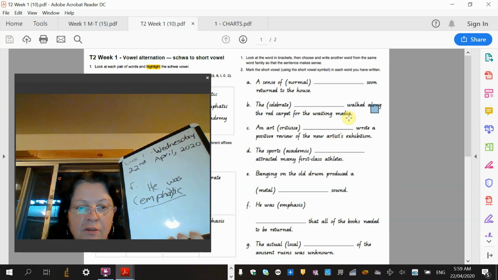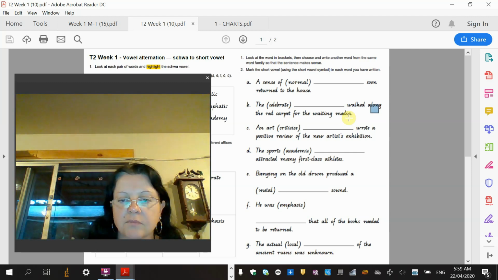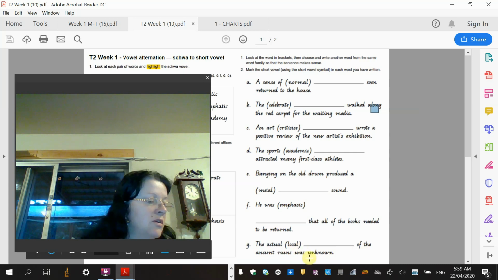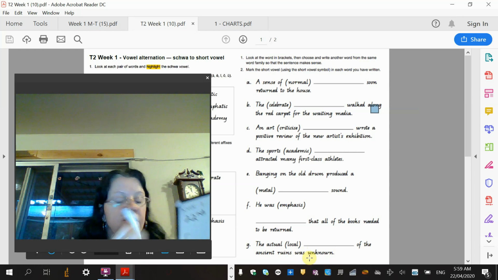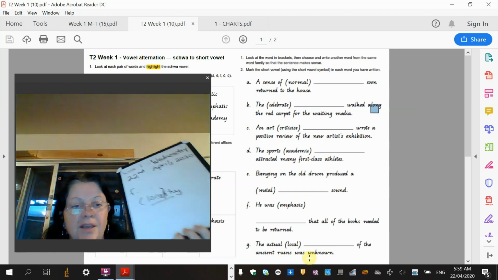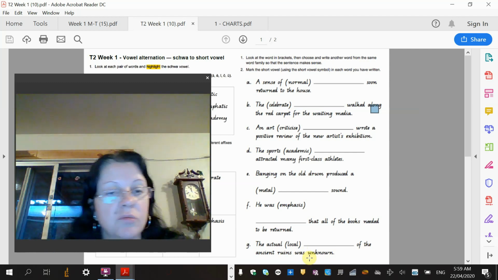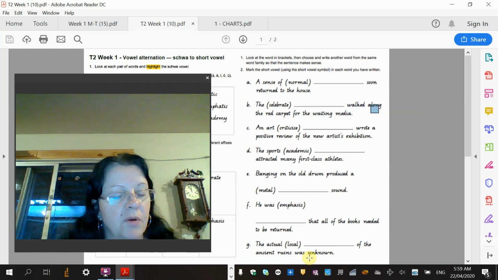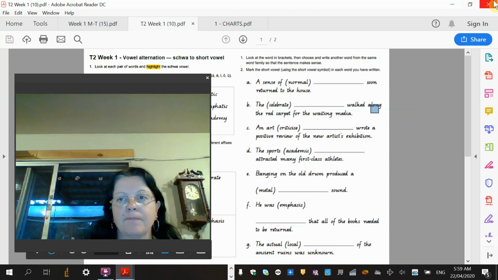And I'm sure you can do that a lot neater than me. And the last one, G, the actual local of the ancient ruins was unknown. And of course that word is locality. And local is hiding in that word. And that's it. We're done for our spelling. So tomorrow we'll just probably go through and have a look at our words one more time in preparation for Friday.